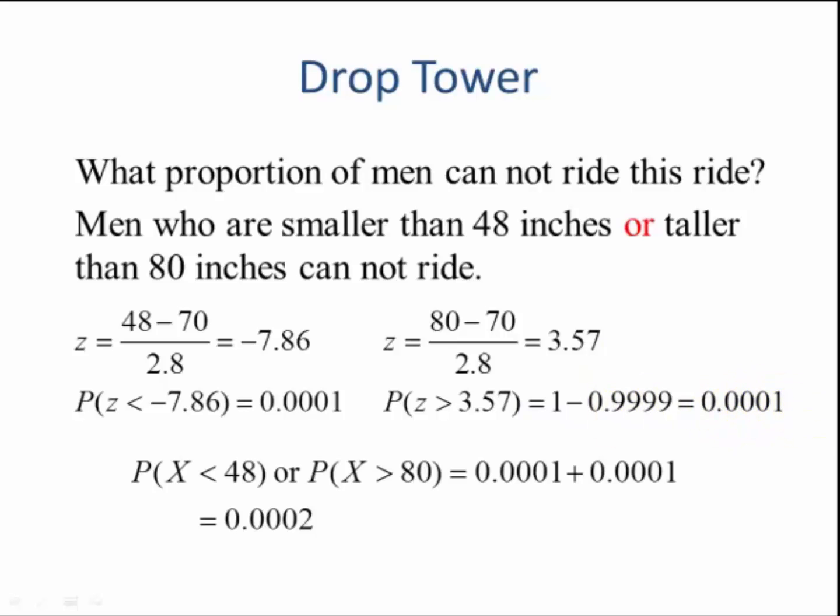So the proportion of men who cannot ride this ride would be less than 48 inches or greater than 80 inches. So therefore we would add these two probabilities up and we end up with a proportion of 0.0002.